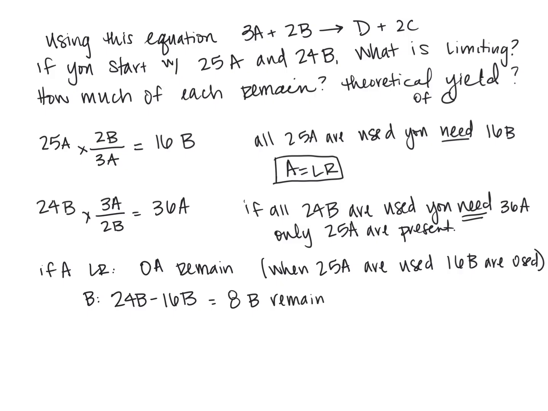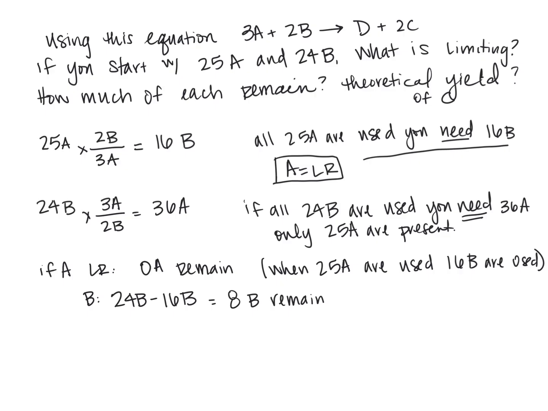And so in this case, no A remains because it is the limiting reactant. For B, 8B remain because that's how many are consumed if you use all of them in this calculation. So the next part of this asks, what is the theoretical yield of C?